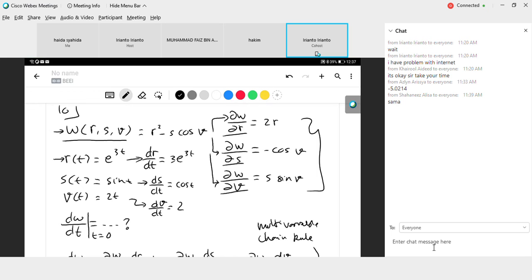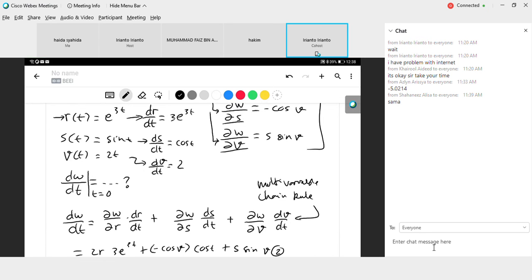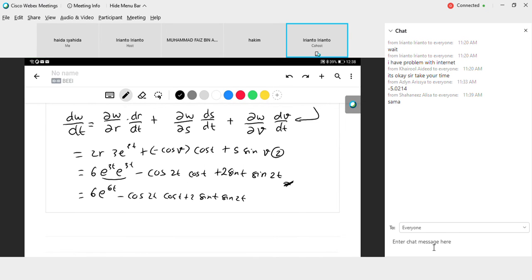If you look at your function, W does not have T at all, but we can find the first derivative with respect to R, S, V. Then the dt's cancel, so everything just leads you to dw dt. That one is called the multi-variable chain rule. After that, you just substitute the value. Don't forget, if you substitute the value, you put everything in terms of t, because this one is t.